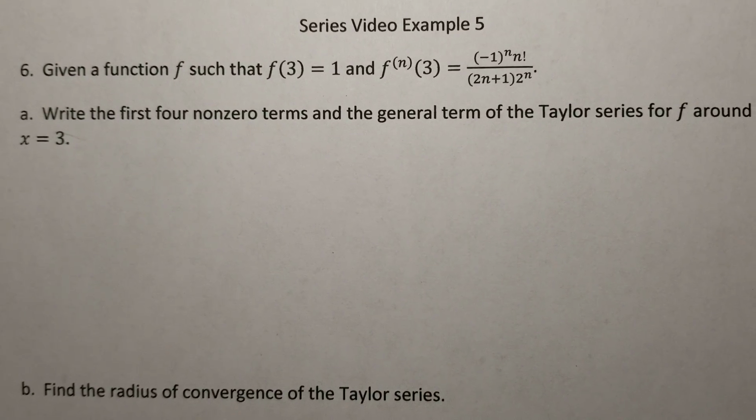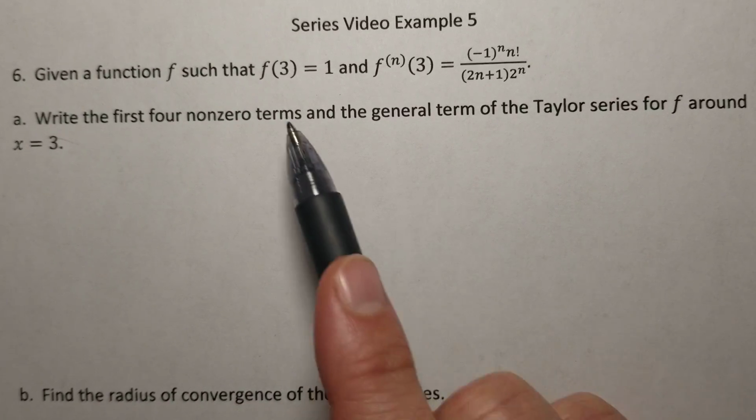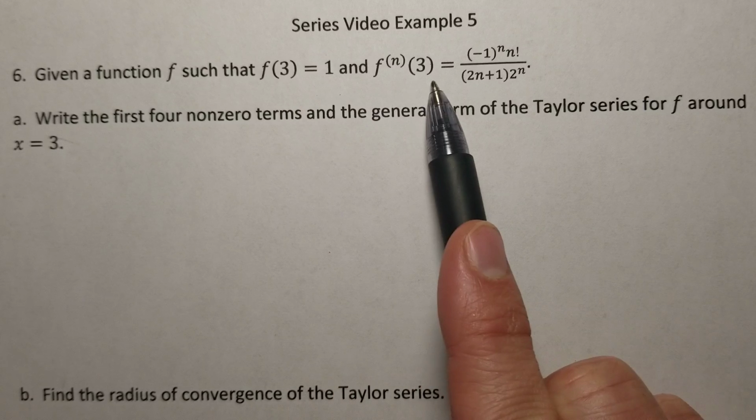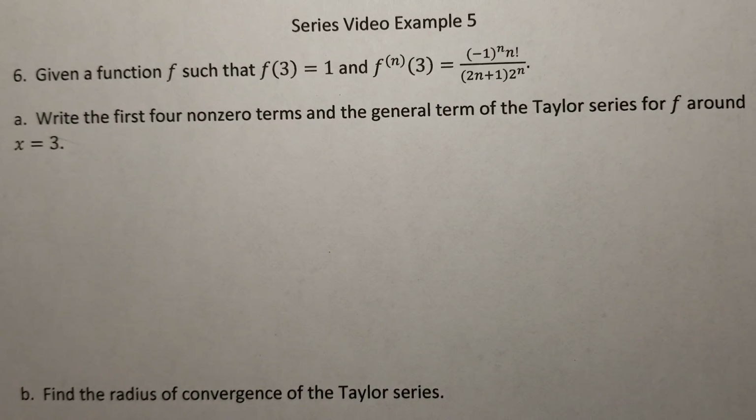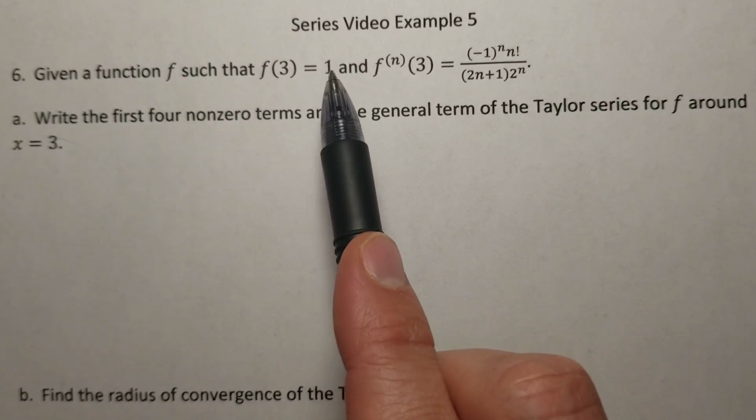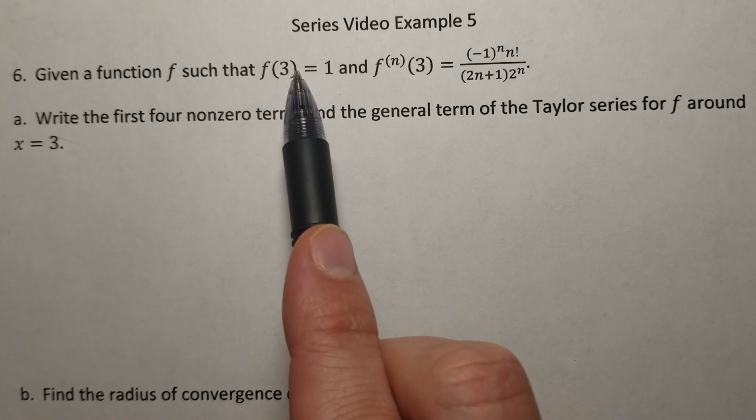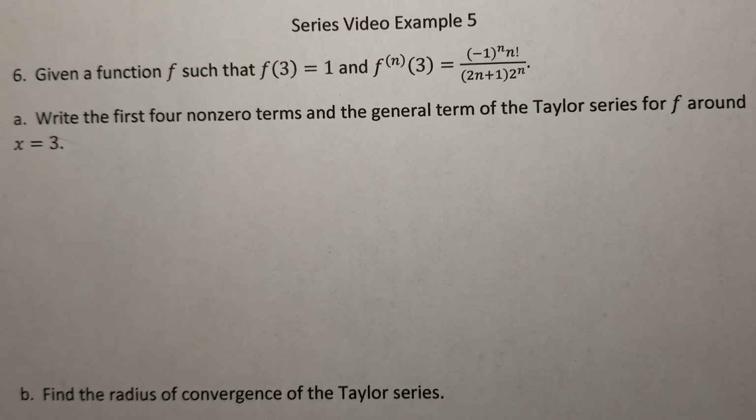All right, so if we're doing a Taylor series polynomial, we need the original function at 3, and then we need the successive derivatives until we get the first 4 non-zero terms. Because f of 3 equals 1, and that's a non-zero term, I need a first derivative, the second derivative, and the third derivative to get 4 non-zero terms.